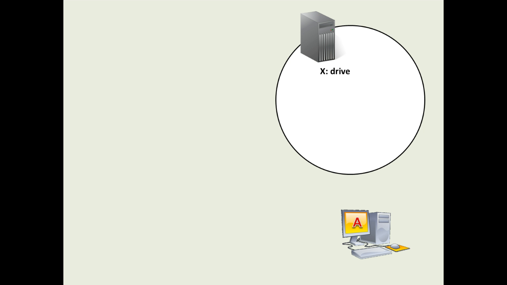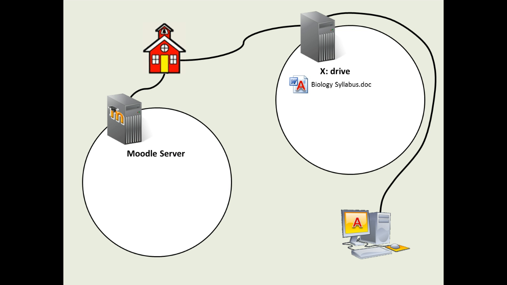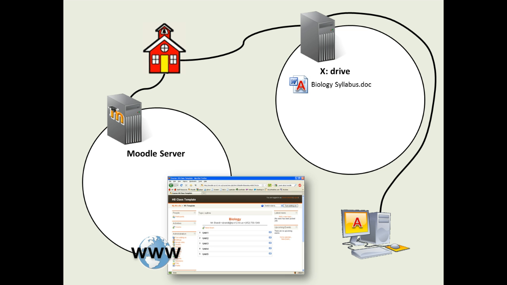On your computer, you would begin creating a Word document, and when it's time to save that Word document, you would go to the X drive and save it. Well, once that document is saved on the X drive, it's really not available anywhere else. That X drive is stored in our district server, and then within our district we also have another server, for example the Moodle Server.